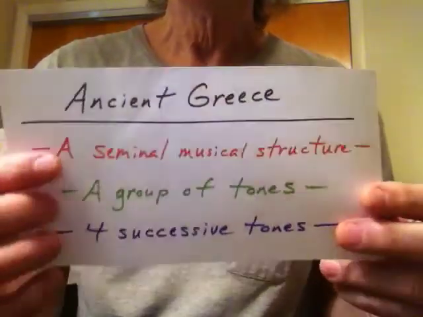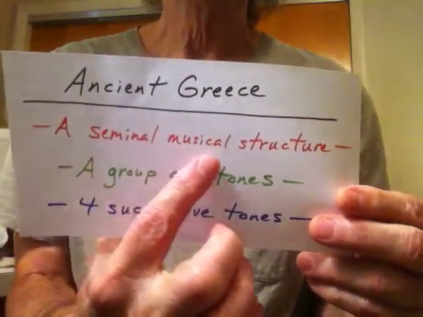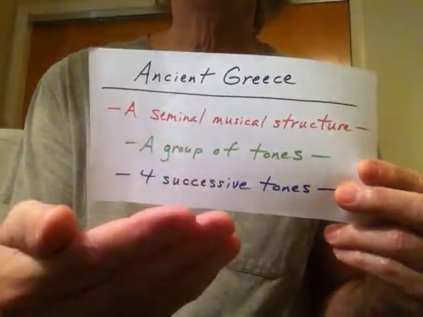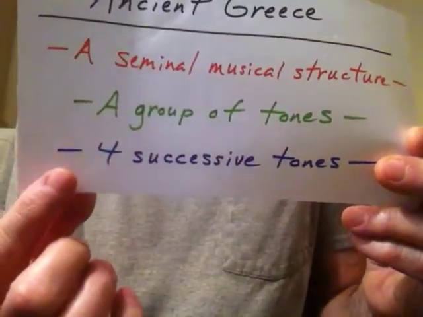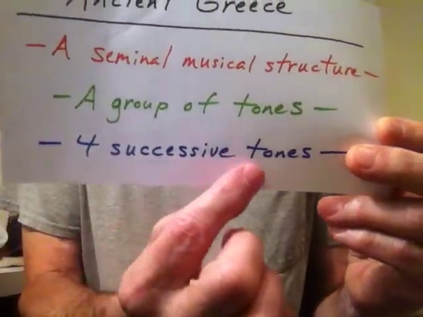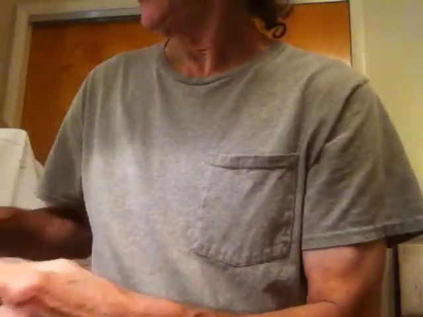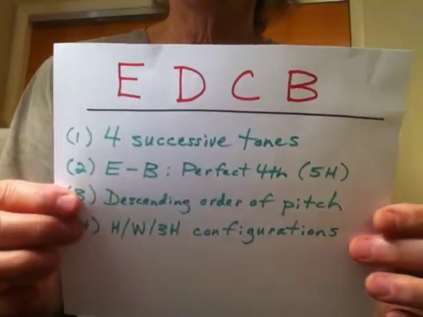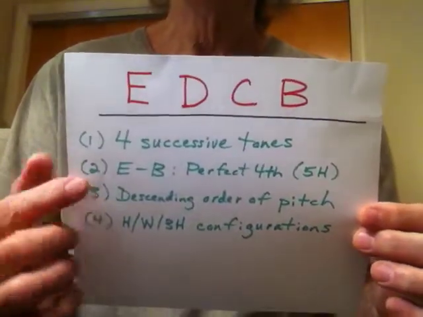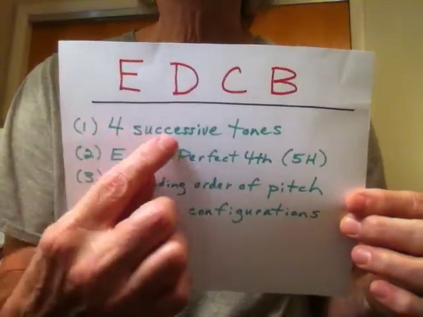I mentioned that I went all the way back to ancient Greece and I found a seminal musical structure. In other words, I found an original musical structure. All right, it was a group of tones, and it was more specifically 4 successive tones. Okay, I mentioned that, and I showed you what they called a tetrachord, 4 tones. All right, and we see clearly, right from the beginning, that we do indeed have 4 successive tones.